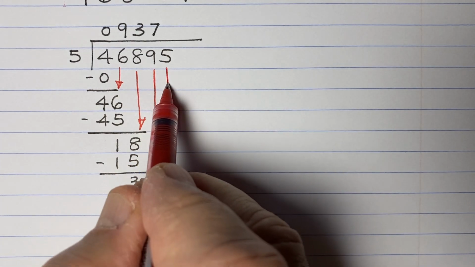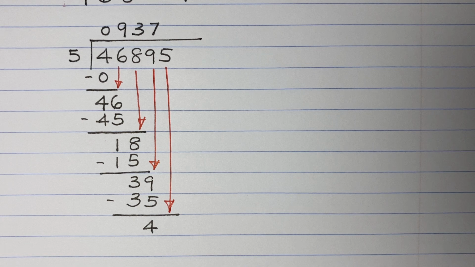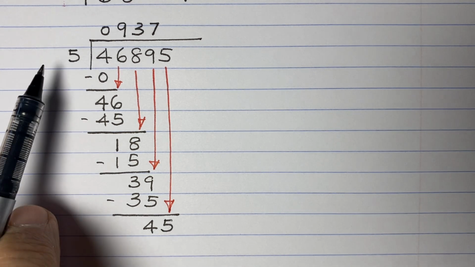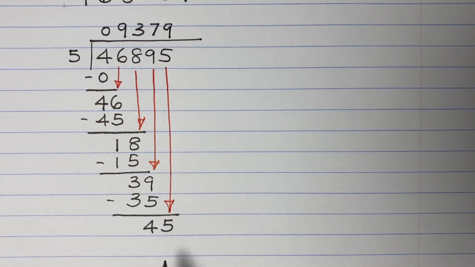Bring the next digit down, which is the last digit. And ask myself, how many 5 goes into 45? 9. 9 times 5, 45. And nothing left.